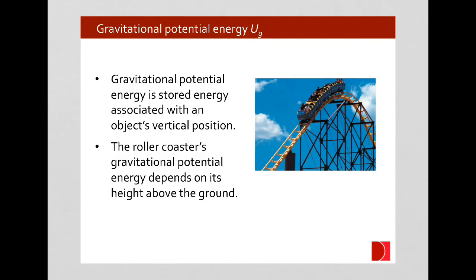Another common type of energy is gravitational potential energy. Gravitational potential energy is associated with an object's vertical position, its height above the ground. The potential part of potential energy here is the potential for gravity to do work on the object. If you have an object that is high up in the air and you let go of it, gravity will pull it back down, and you have a chance to release that energy. Having an object high up in the air gives you this potential to release that energy.